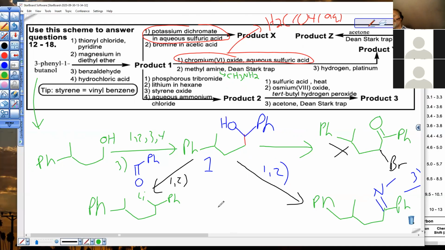Styrene oxide. Oh, tip. Styrene equals vinyl benzene. There's benzene. It's got a vinyl on it. Okay. Styrene oxide. Oxides are, you take the alkene and replace it with an epoxide.